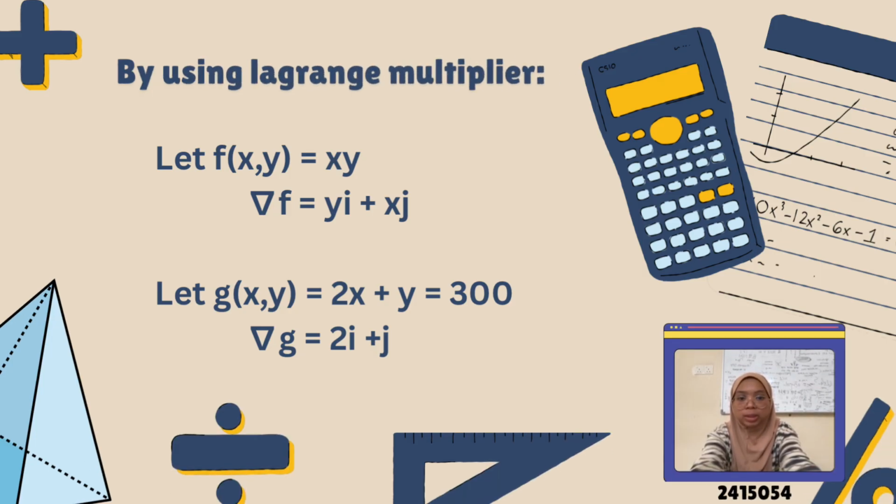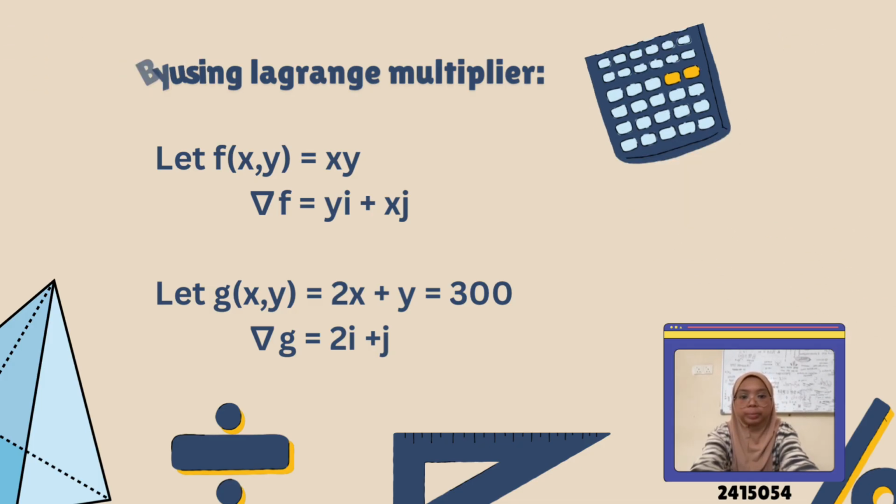First, we define the objective function, which represents the area of the rectangle, which is f equal to xy, and we define the constraint function based on the fencing length with equation g equal to 2x plus y equal to 300. Next, we calculate the gradients of both functions. The gradient of the objective function is yi plus xj in vector form, and the gradient of the constraint function is 2i plus j in vector form also.